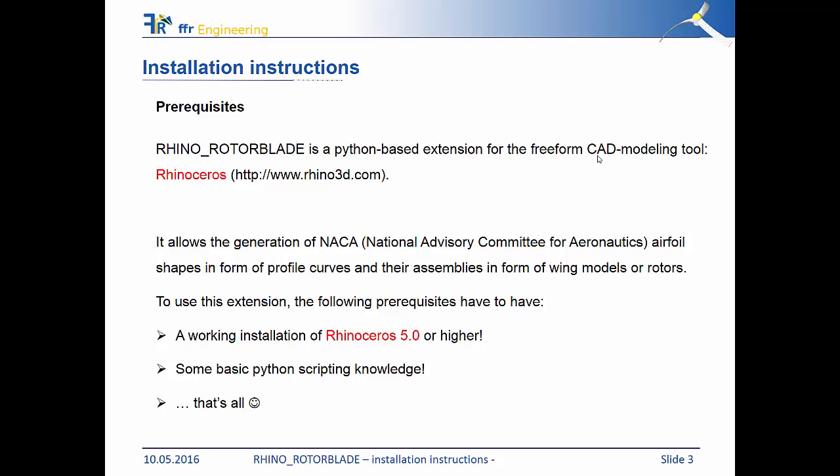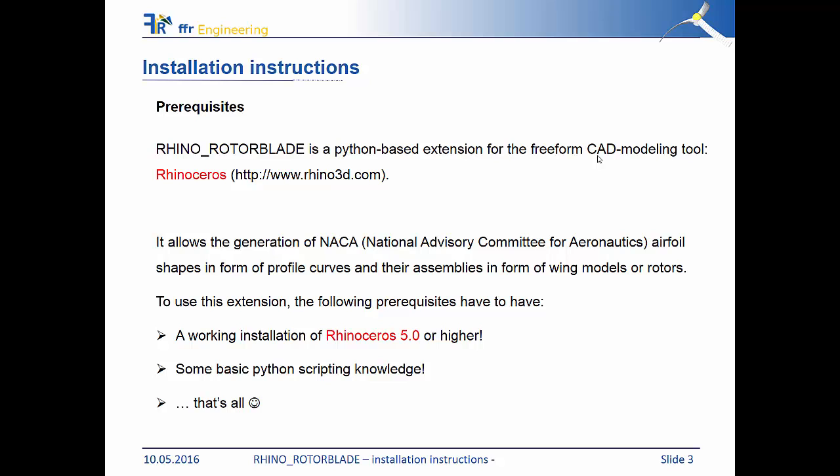So this document you will see here, you will also find in the installation folder of the Rhino Rotoplate extension, which I will show in a second. First of all, I want to say something about this extension. It is a Python-based extension to allow you to generate NACA profiles or airfoil cross-sections using the software Rhinoceros. Here is the link from Rhino 3D, so a CAD program. And to use this extension you will have to use the Rhino version 5 or higher.